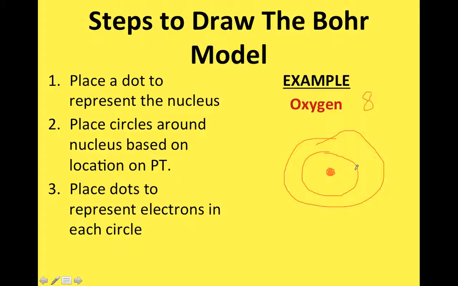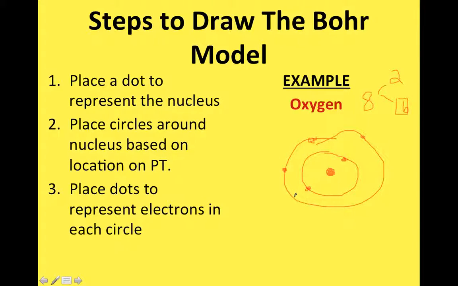So that means I need to place 8 electron dots. The first shell can only hold up to 2. That's the maximum number. The remaining will be on the outer shell. I'm going to draw the first 2 dots to represent those 2 electrons. If I take 2 from 8, I get 6. That leaves me to draw 6 dots on the outside with oxygen.